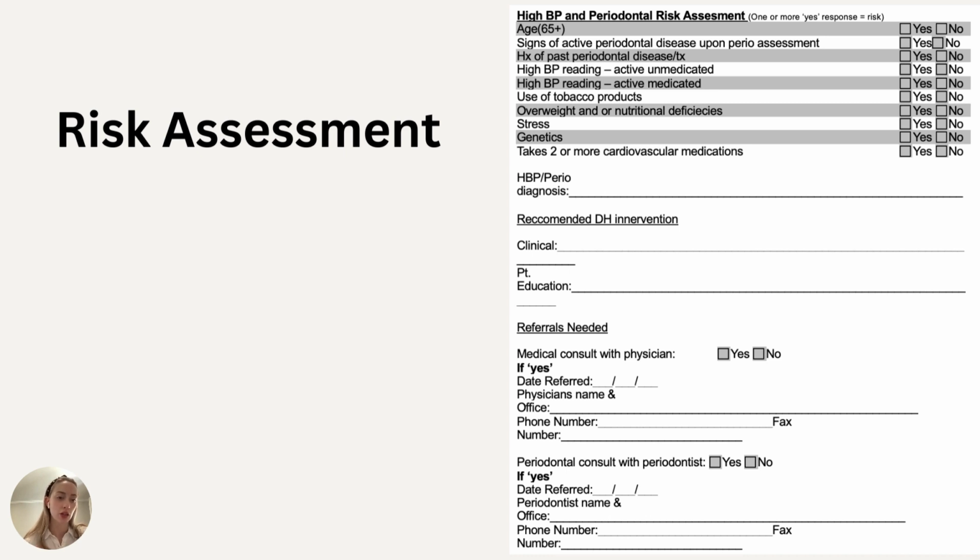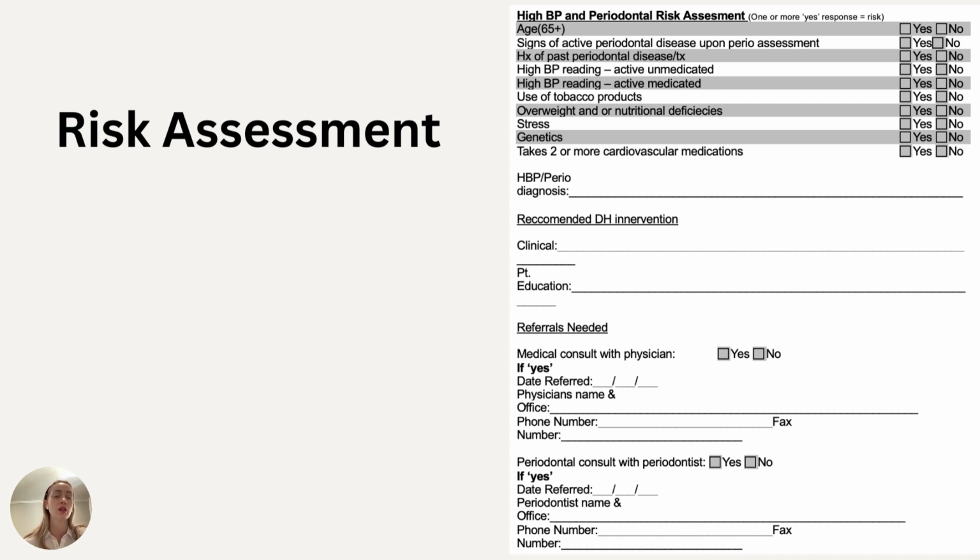History of past periodontal disease. This can be filled out by the patient or the provider, but the provider should be checking this to make sure that the patient filled it out correctly, and make sure that they agree with that. High blood pressure reading. So if your patient has a high blood pressure reading and they are not medicated, that'd be active hypertension unmedicated, yes or no. High blood pressure reading, but actively medicated, yes or no.